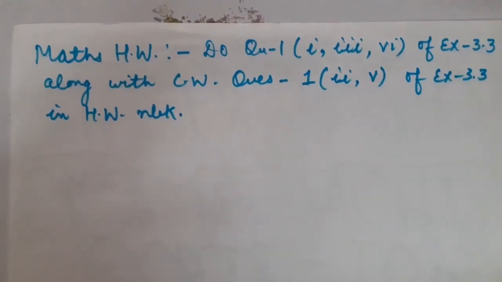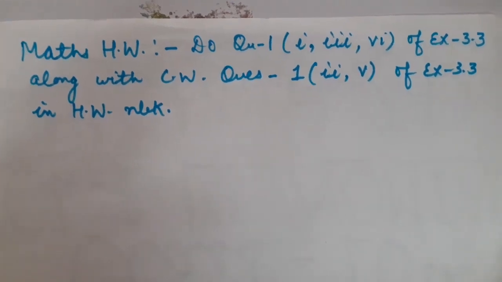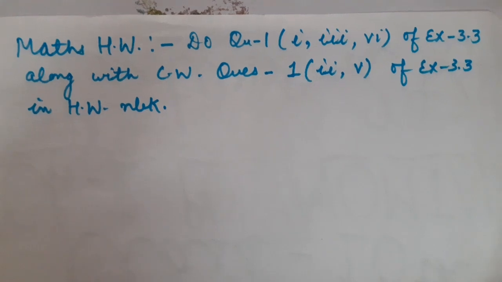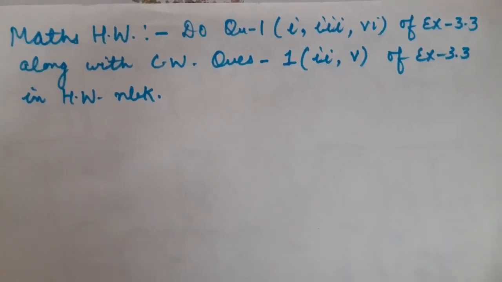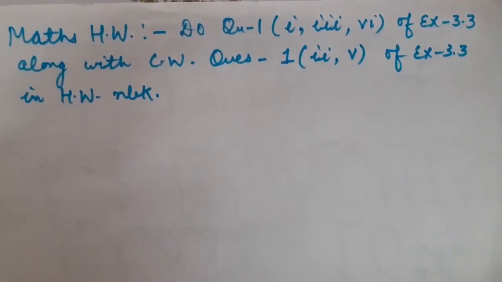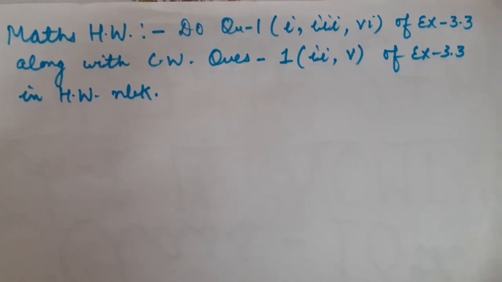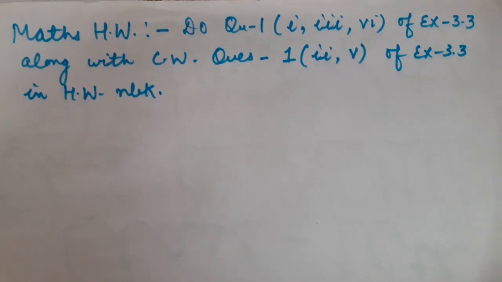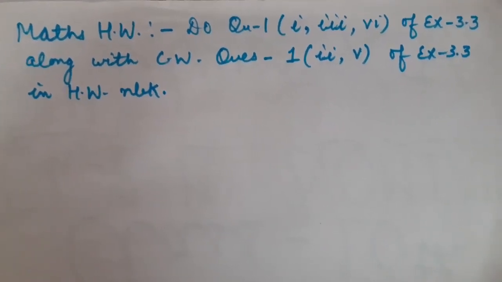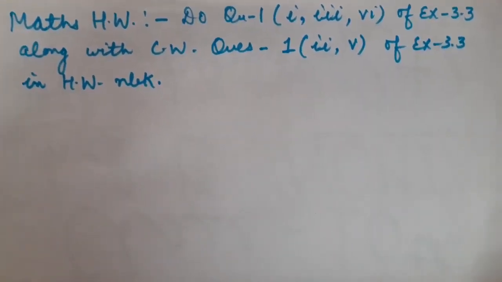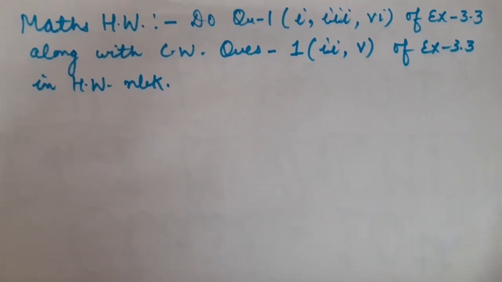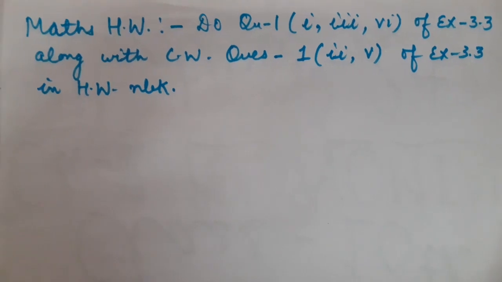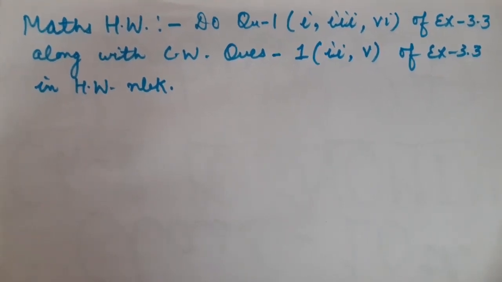Children, these were the tough questions which I have taken. Now you please note down your mathematics homework. Maths homework is do question number 1, first part, third part and sixth part of exercise 3.3 along with the classwork questions. Question number 1, second part and fifth part of exercise 3.3 in the homework notebook. Please note down, children. You have to do all these 5 parts in the homework notebook.